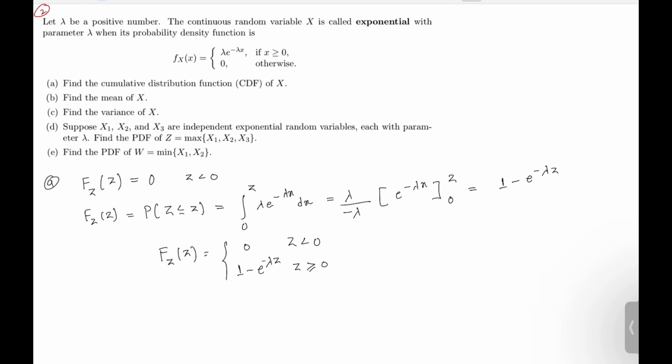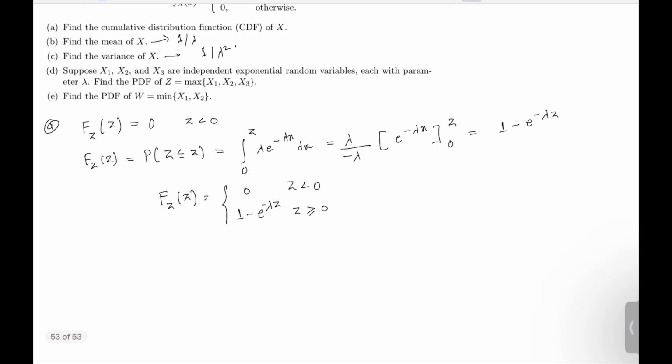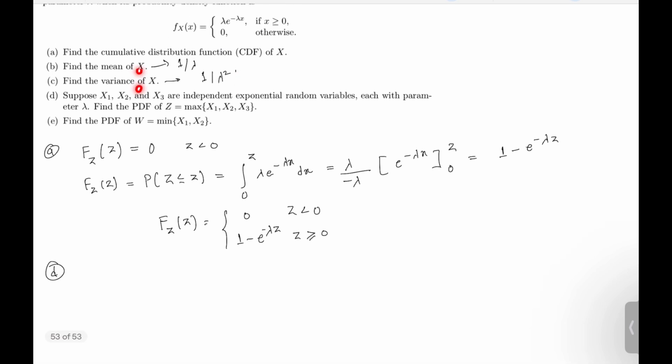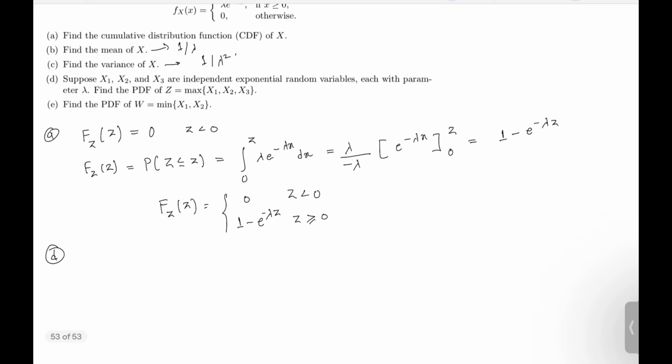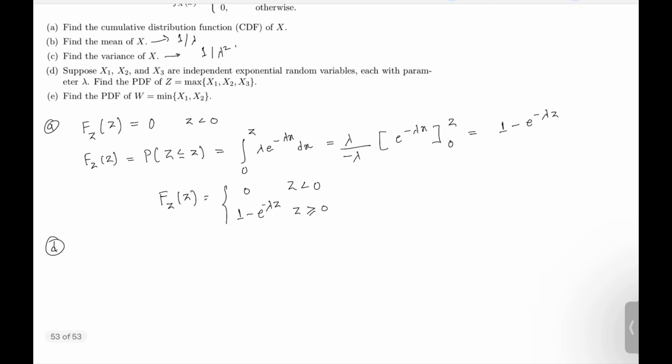We already know and we have already calculated the mean of this exponential random variable, that is 1 divided by lambda, and we also know the variance, and it would be 1 divided by lambda square. Now let's come to the part D. How we have calculated, you can just look at my previous lecture. There I have explained how to calculate the mean and the variance of this exponential random variable. You can refer to the previous lecture.